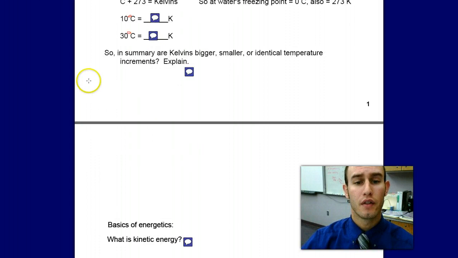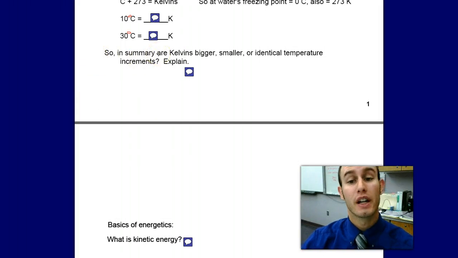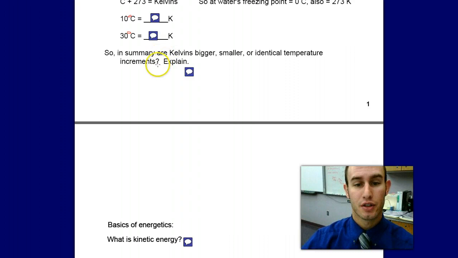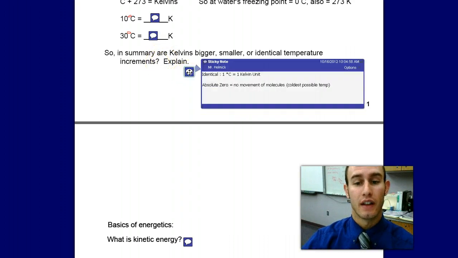Moving along with the review, I want to sum up and ask this question. Are kelvins bigger, smaller, or the same temperature as Celsius? And the answer here, it's identical. 1 degree Celsius equals 1 Kelvin.